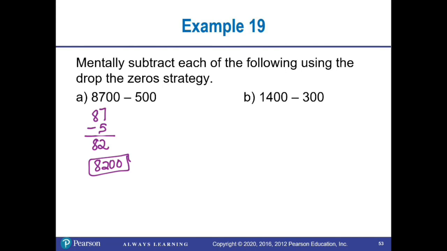In part B, I have 1,400 minus 300. Drop your zeros, so we have 14 minus 3, which is 11. Again, I started with 1,400 and 300, and so this is 1,100.